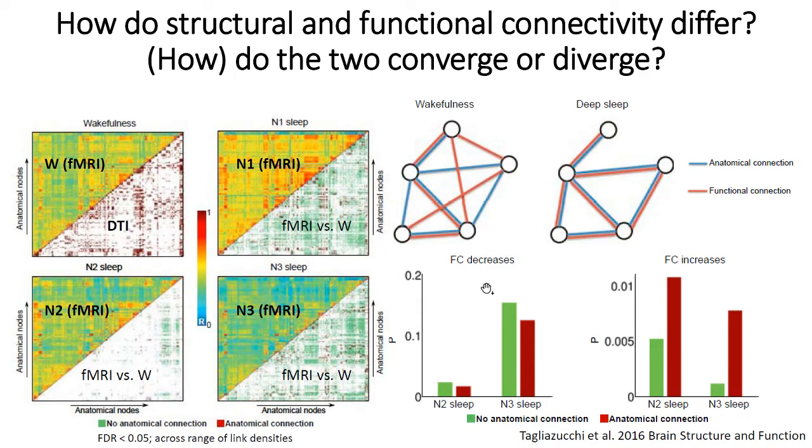So for example, the probability of finding a region that shows a connectivity decrease during sleep is actually higher when you don't have an anatomical connection, for example in deep sleep, than when you have. So basically you lose preferentially the functional connections that do not have anatomical connections, and actually it's the opposite for those connections that are directly connected with structural tracts. So it's not even that you just lose the functional connectivity between the pairs of regions that do not share a direct anatomical connection, but you also strengthen the ones that have a direct anatomical connection.